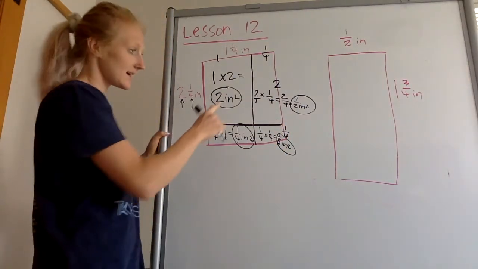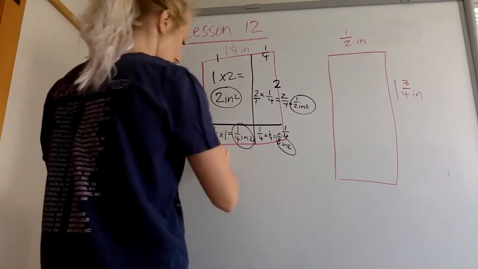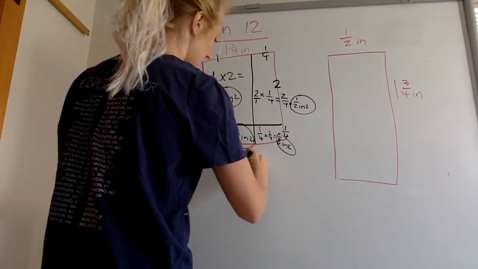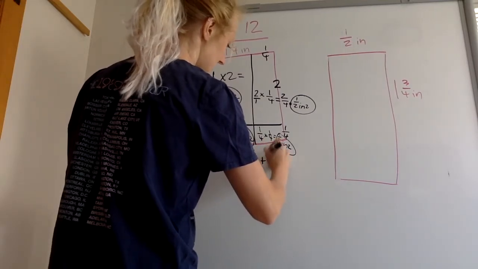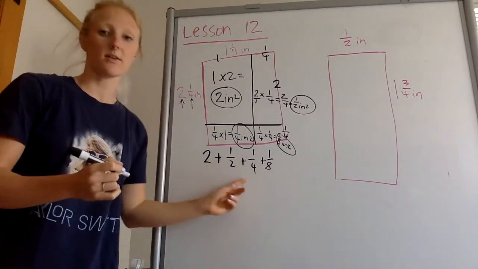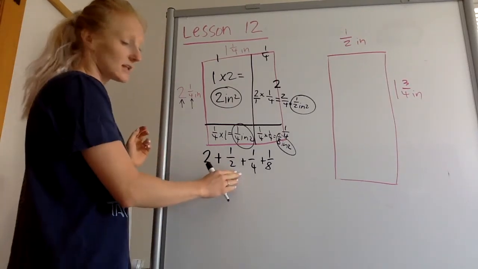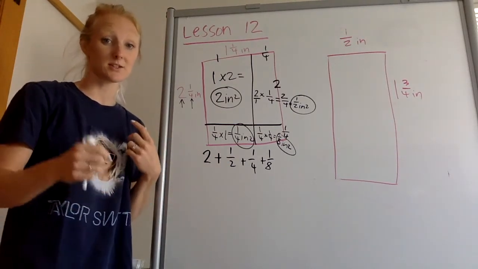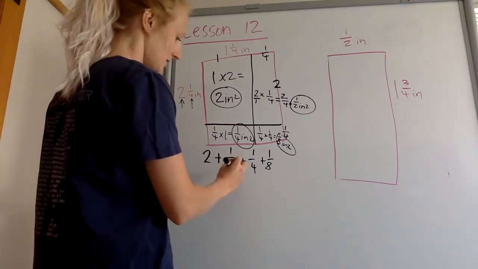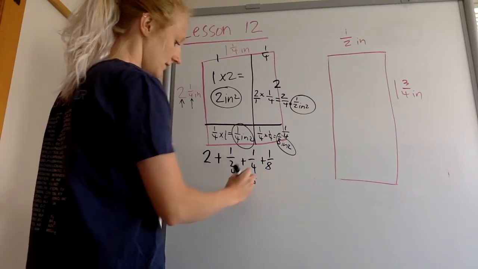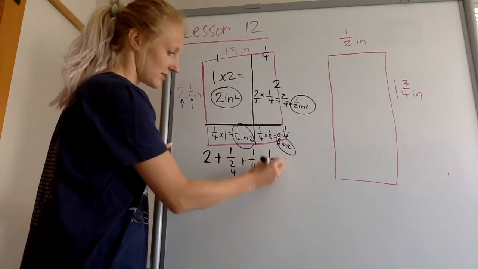So now I'm going to have to add all of these rectangles together. So I have 2 inches plus 1/2 inch plus 1/4 of an inch plus 1/8 of an inch. And we know that we can't add fractions with unlike denominators. So I'm going to have to find the lowest common denominator, otherwise known as the LCD. If I count by 2s, 2, 4, 6, 8, 4, 8. Look, 8 is the common denominator in all of them.